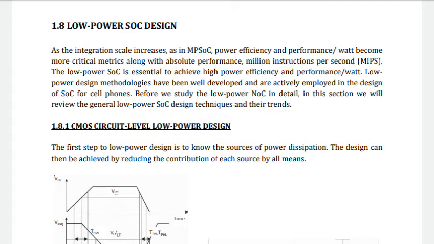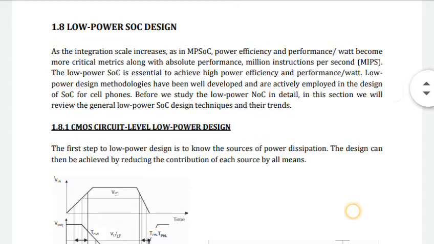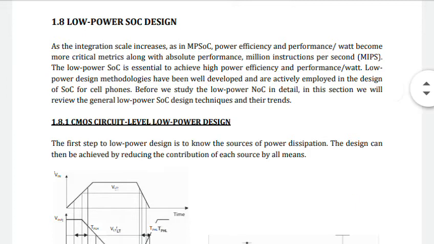To conserve power, we need this system on chip design to become power efficient and performance efficient. Low power design methodology has been well developed now and is actively employed in the design of system on chip for cell phones. We are using mobile phones, and on a single charge we can use the mobile phone for many hours, right? All of this is carried out only by using this system on chip design.